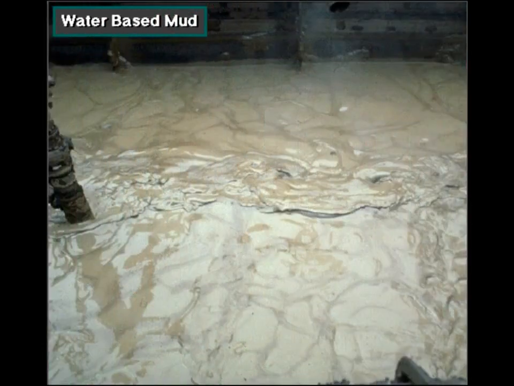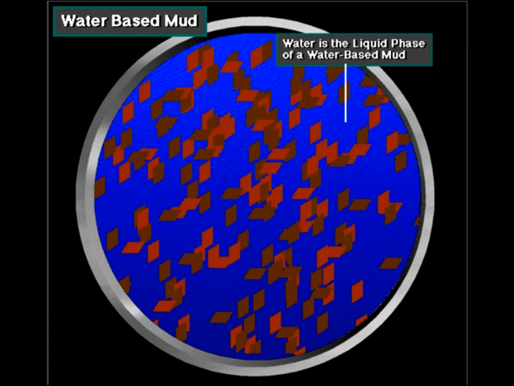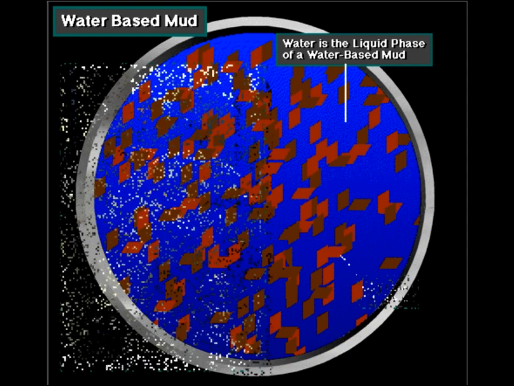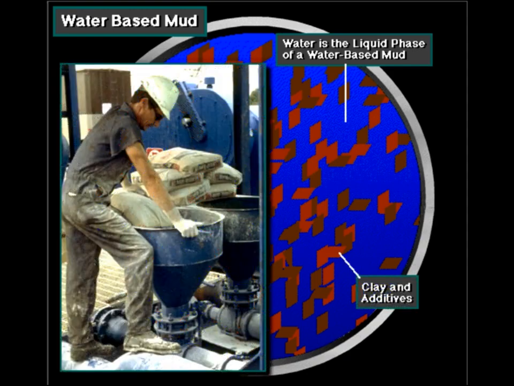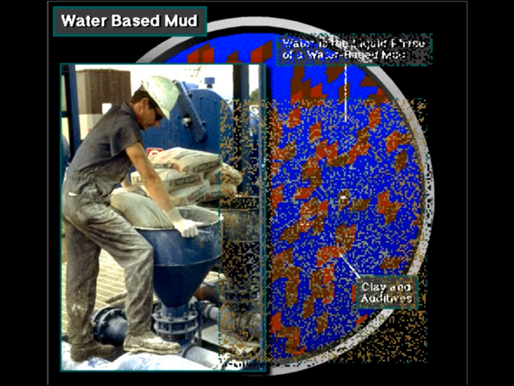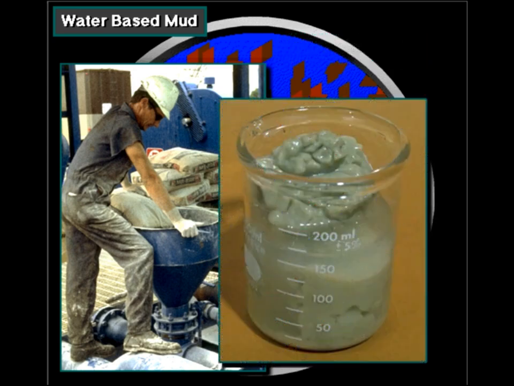Often, water is the base of drilling mud. Water makes up the liquid part, or phase, of a water-based mud. Crew members put clay and special additives into the water to make a mud with the properties needed to do its job well. For example, clays give it thickness or viscosity.